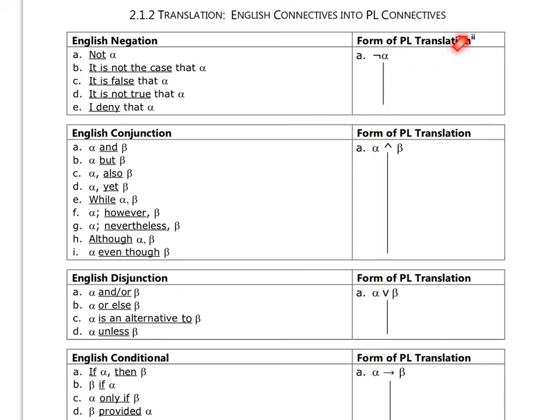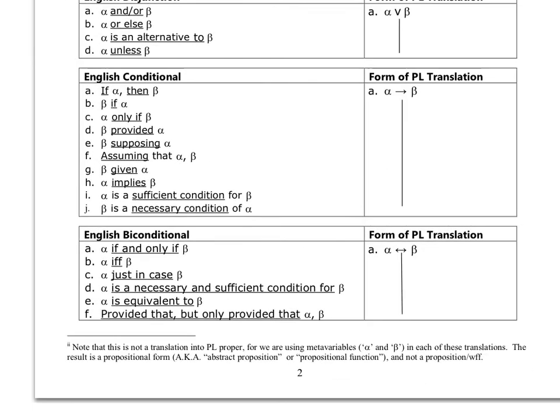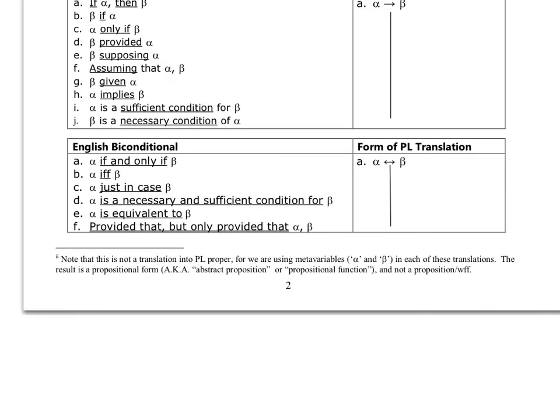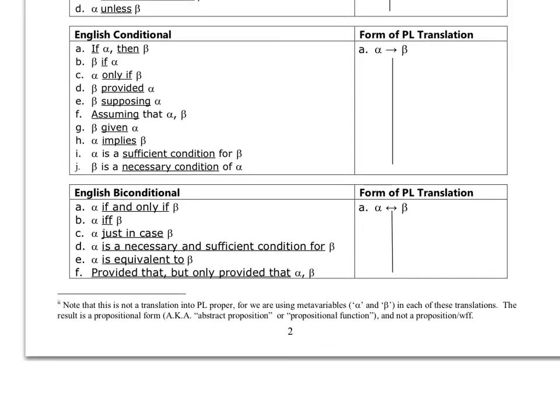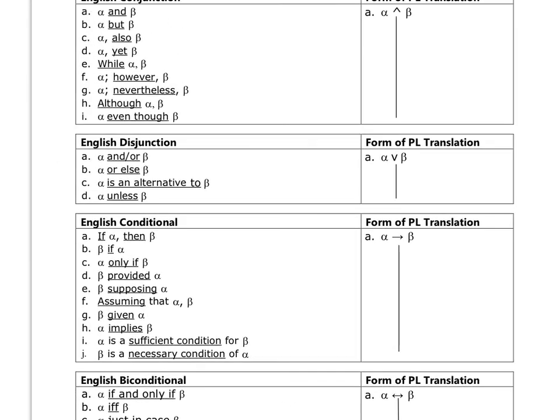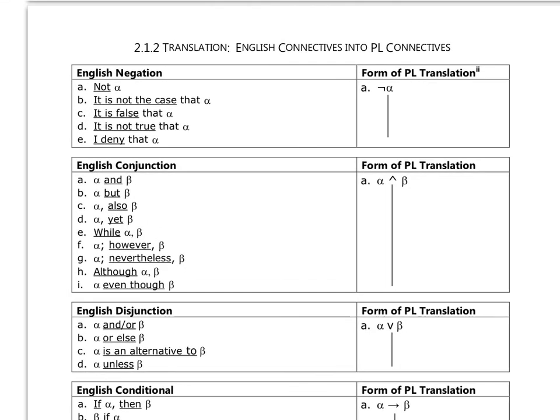And it looks like I've got a little footnote here. Note, this is not a translation into PL proper, for we are using meta variables, alpha and beta, in each of these translations. The result is a propositional form that is also known as an abstract proposition or propositional function, and not a proposition or a well-formed formula. So here I'm just giving you the form of the English sentence negation, and into the form of a PL negation.